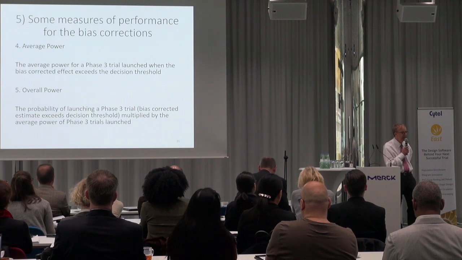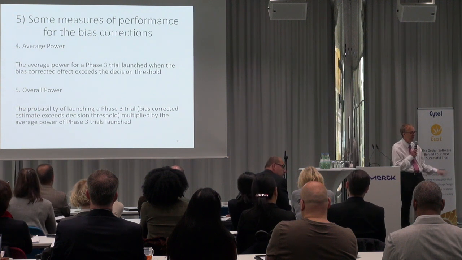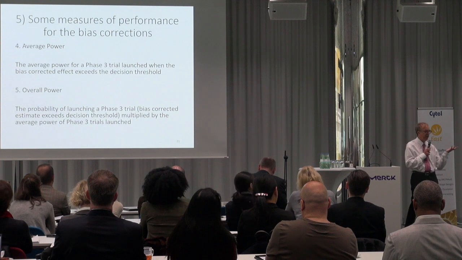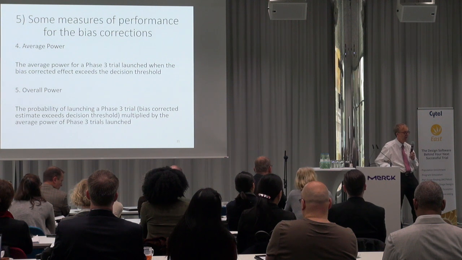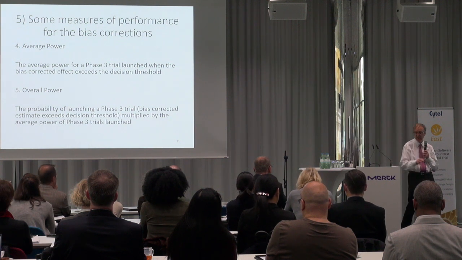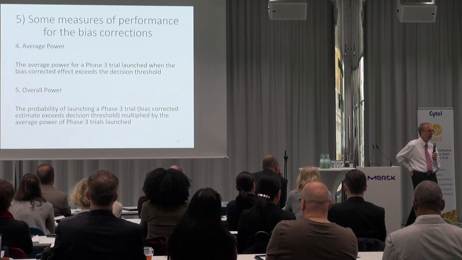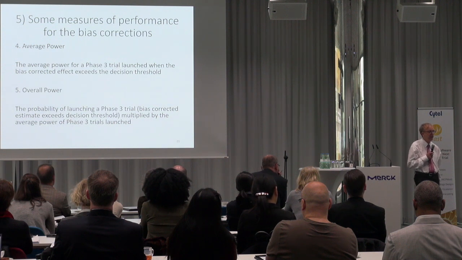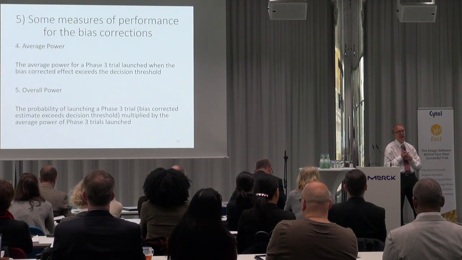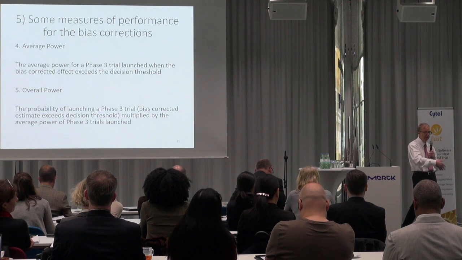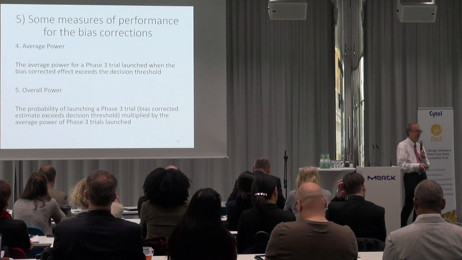We've already spoken about average power. If you went on to launch a phase 3 based on the phase 2 result you've got, then average power for a phase 3 trial is the average power in the trials you actually launch. And we're going to talk about launching on the basis of a bias-corrected effect. Then one final thing we haven't talked about is overall power. Suppose after your phase 2 trial, you launch a phase 3 trial, what's the probability of both of them being successful? So that development program of phase 2 followed by phase 3 being successful, we can refer to that as overall power.